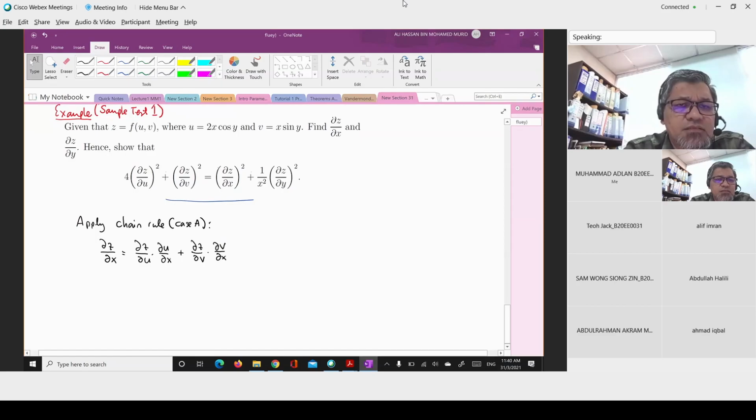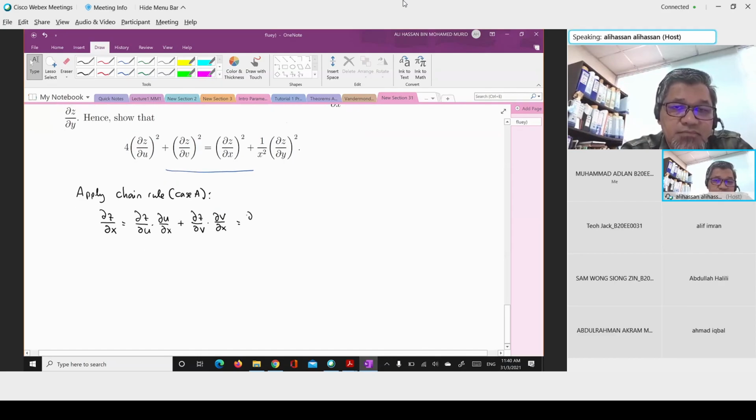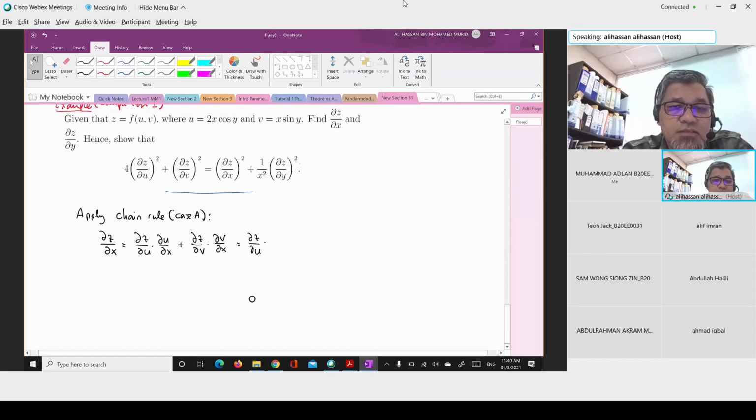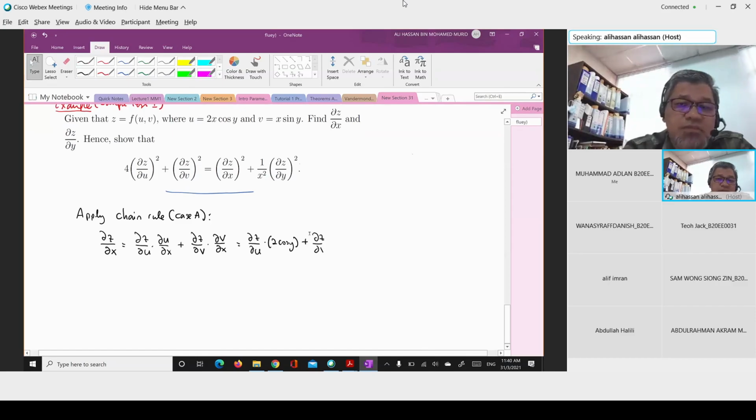F is arbitrary here, so there's nothing we can do to find z partial u, because z is arbitrary. So z partial u remains the same. What is u partial x here? U is 2x cosine y. So u partial x is 2 cos y. Z partial v remains the same, because z is in terms of any function f of u, v. So we retain z partial v the same.